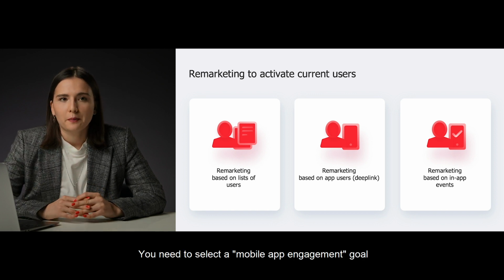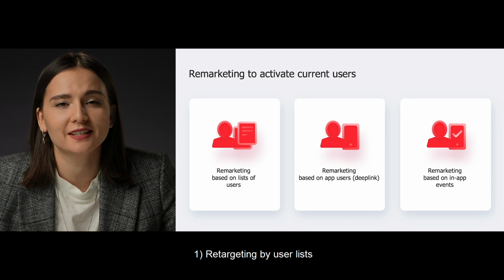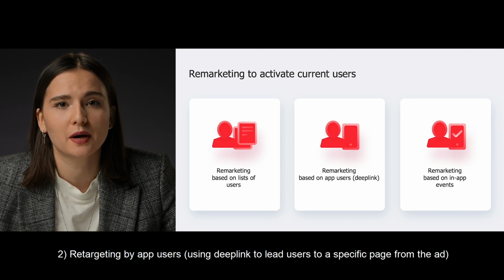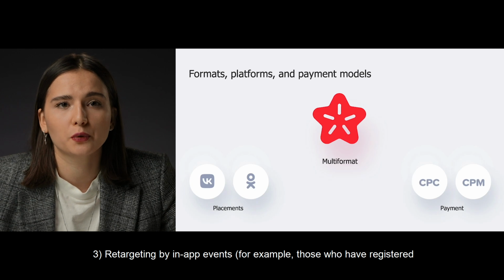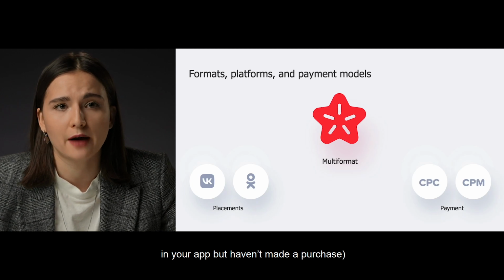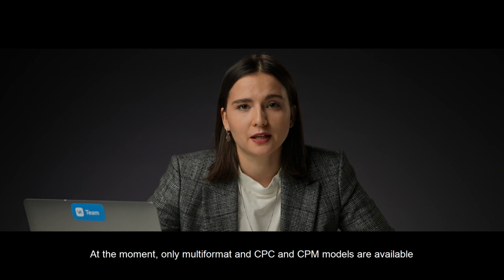You need to select the mobile app re-engagement goal, and there are three retargeting options: retargeting by user list, retargeting by app users using a deep link to lead users to a specific page from the ad, and retargeting by in-app events, for example, those who have registered in your app but haven't made a purchase. At the moment, only multi-format, CPC and CPM models are available.